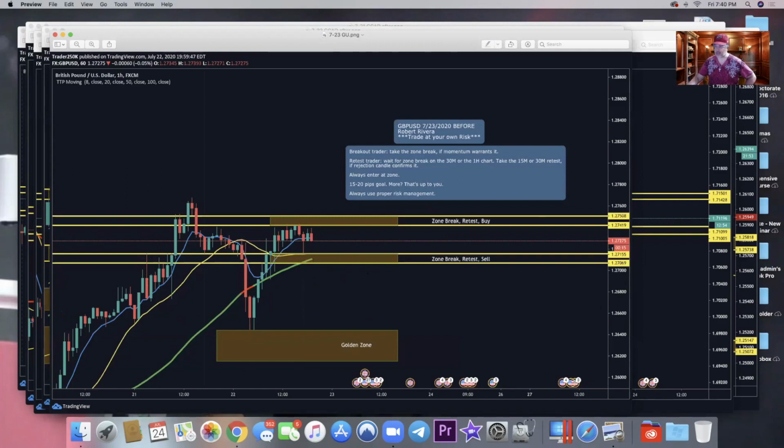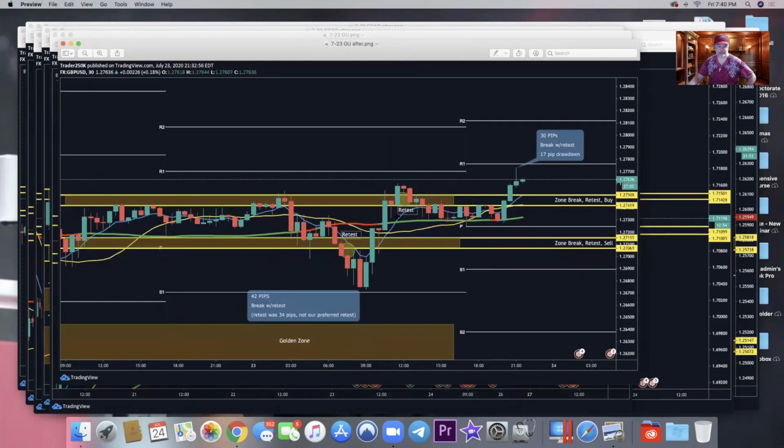I'm not sure what happened. I can't remember. Let's see what happened. It broke the 50 and retested it and dropped. Okay, here's the retest of the zone, which was kind of controversial. I had some people questioning whether that was a retest or not.